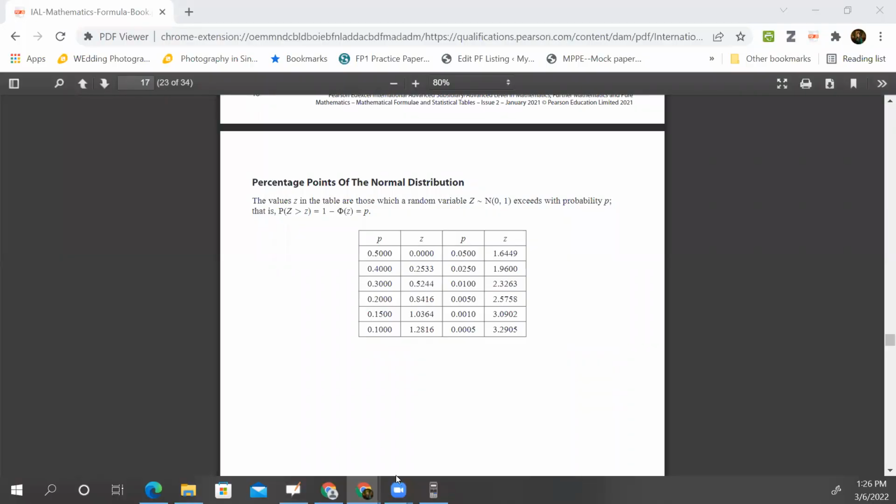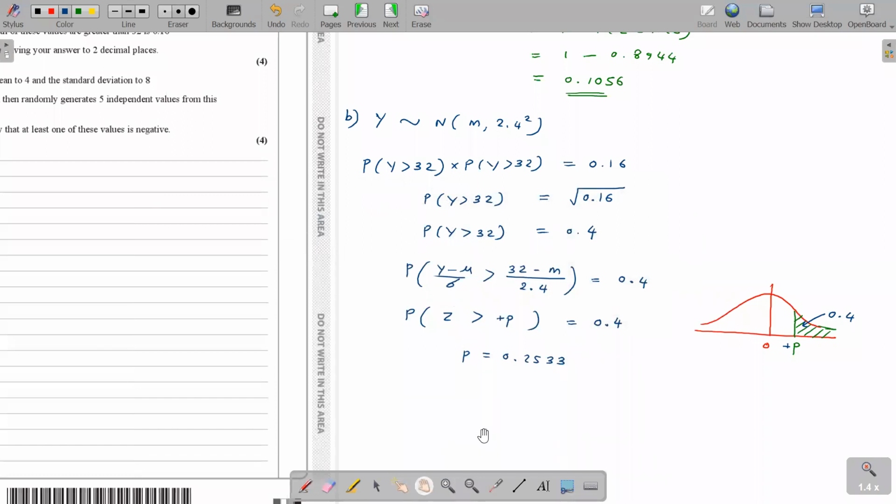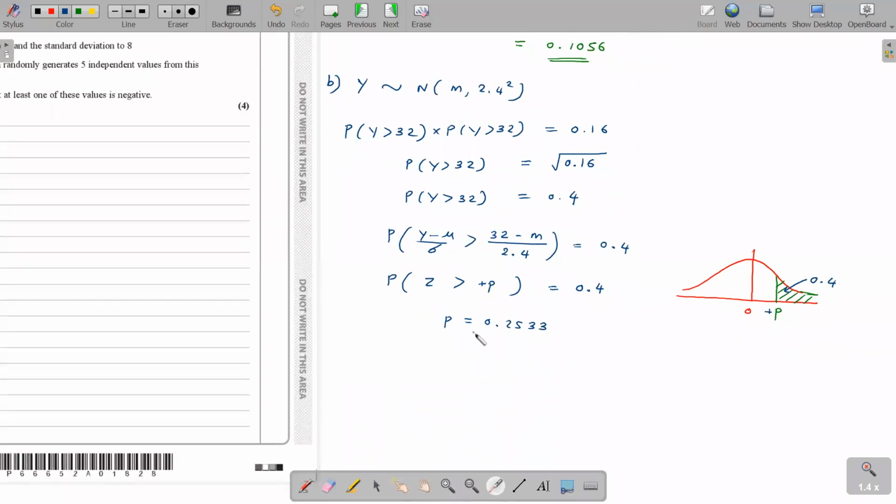This is the table that I was talking about, the second table, the 1 minus Φ(z) table. This gives you the areas in front. So for 0.4, the z value is 0.2533. Do you see? So now the p value is not what we need. We have to find m.